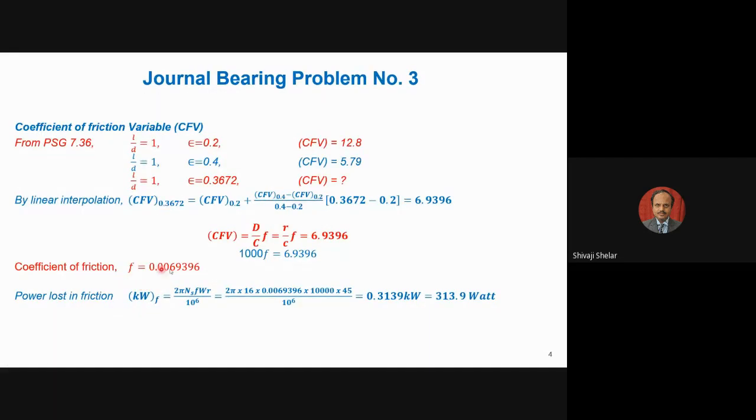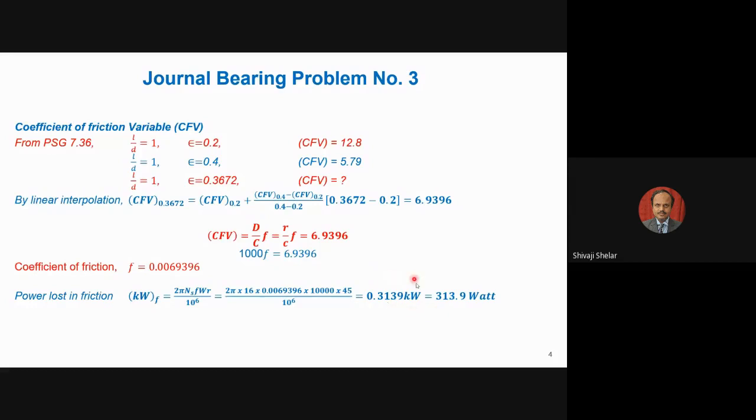Now, because of this friction, there will be heat, there will be power loss. The power loss in friction in kilowatts is equal to 2 pi N_s F W R upon 10 to the 6. We know N_s, which is calculated as 16. F is now calculated, that is 0.0069396. The load W here is 10,000 Newton, and the radius of the journal is 45 mm, so 45 upon 10 to the 6. This comes to 0.3139 kilowatts.